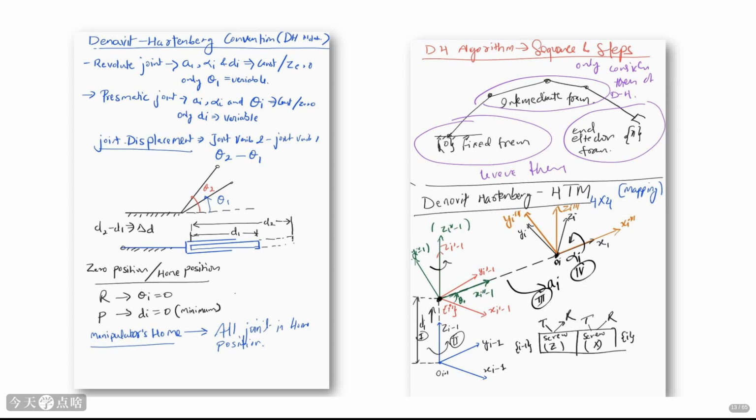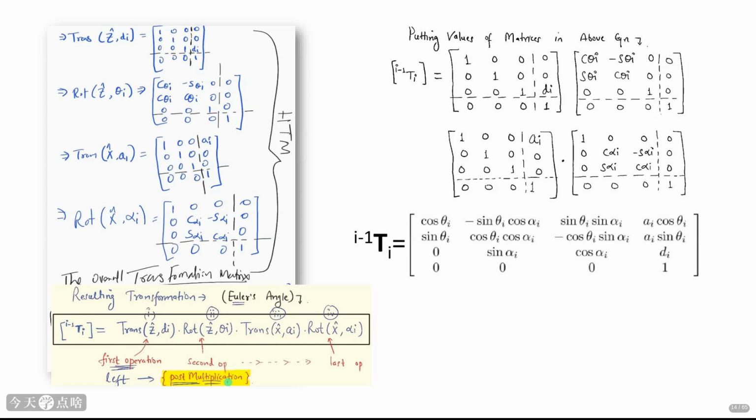The HTM mapping diagram visually represents the screw displacement concept. The joint motion combines a rotation around the z-axis and a translation along the x-axis. This systematic approach ensures consistency across different robot designs. How does the DH convention actually work mathematically? It breaks down the transformation from one frame to the next into a sequence of simpler operations.